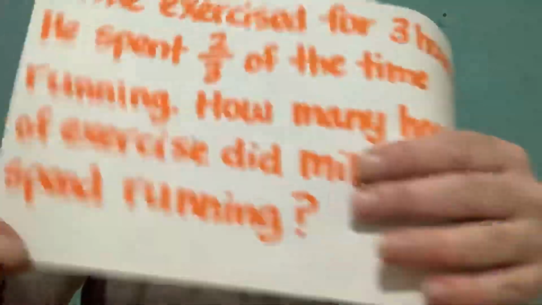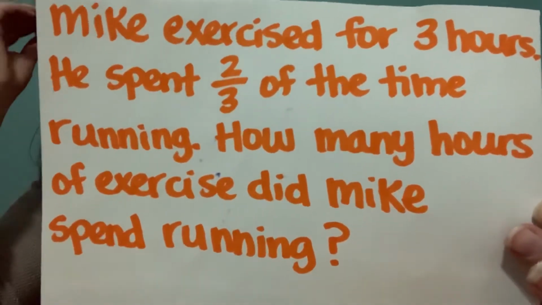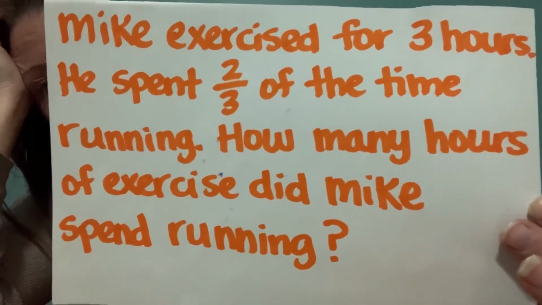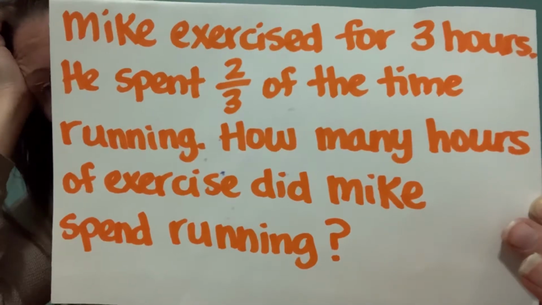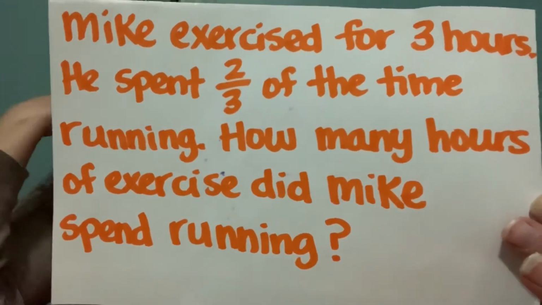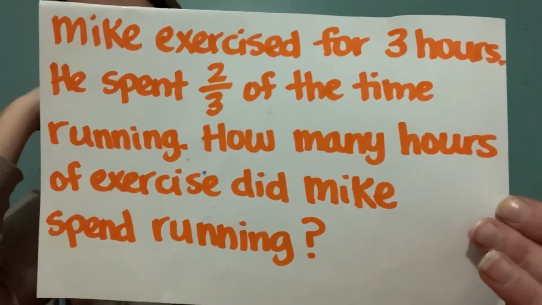Okay, I want you to try now. Mike exercised for 3 hours. He spent 2/3 of the time running. How many hours of exercise did Mike spend running? Write your equation and solve it.